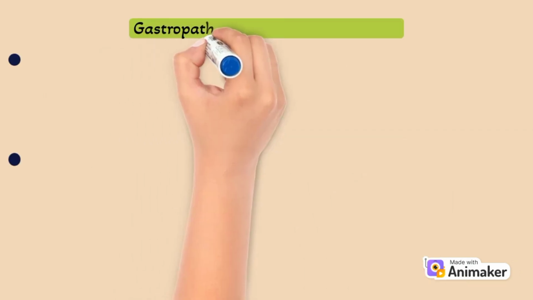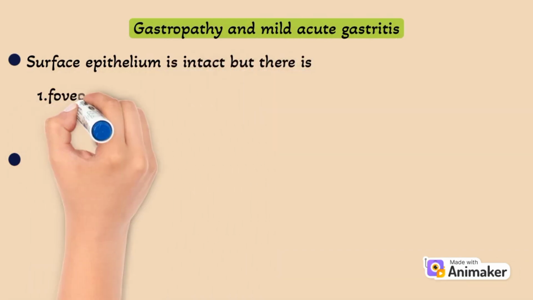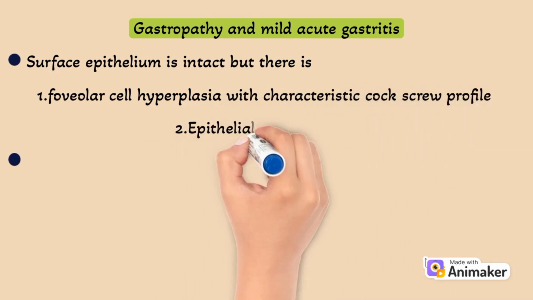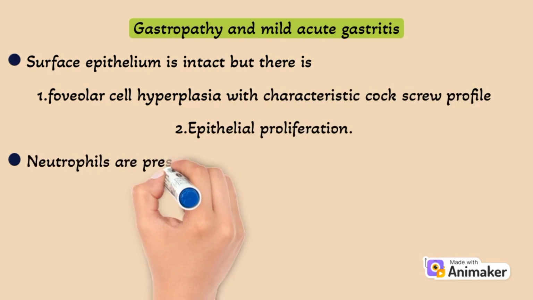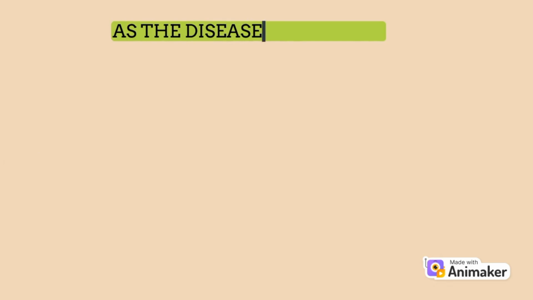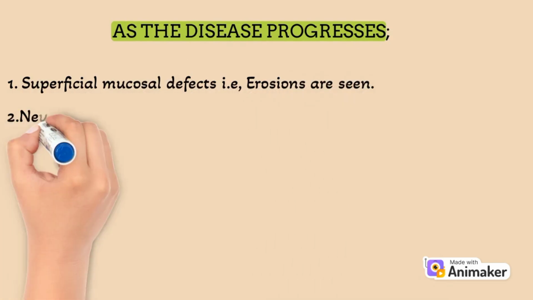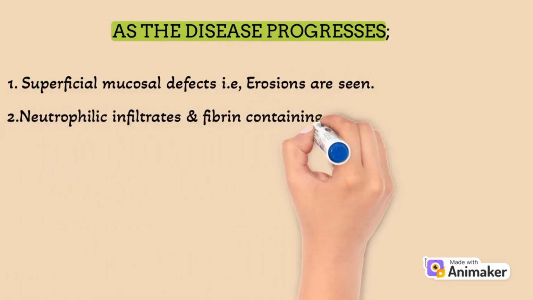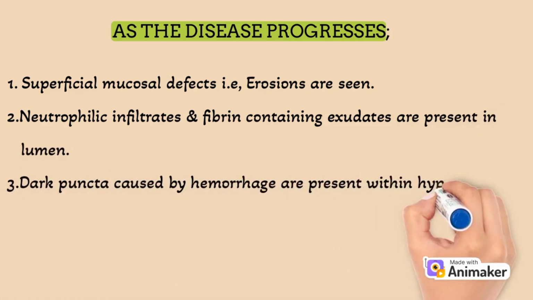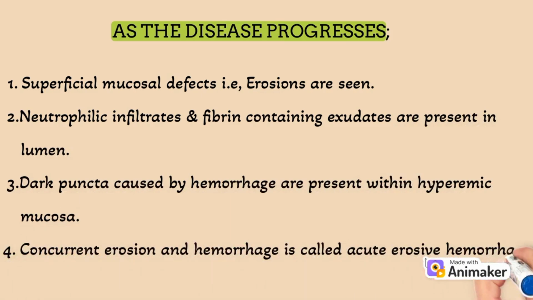Morphology. Gastropathy and mild acute gastritis. Surface epithelium is intact, but there is foveolar cell hyperplasia with characteristic corkscrew profile. Epithelial proliferation. Neutrophils are present in epithelial cells and lumen of mucosal glands. As the disease progresses, superficial mucosal defects, that is erosions, are seen. Neutrophilic infiltrates and fibrin-containing exudates are present in lumen. Dark puncta caused by hemorrhage are present within hyperemic mucosa. Concurrent erosion and hemorrhage is called acute erosive hemorrhagic gastritis.